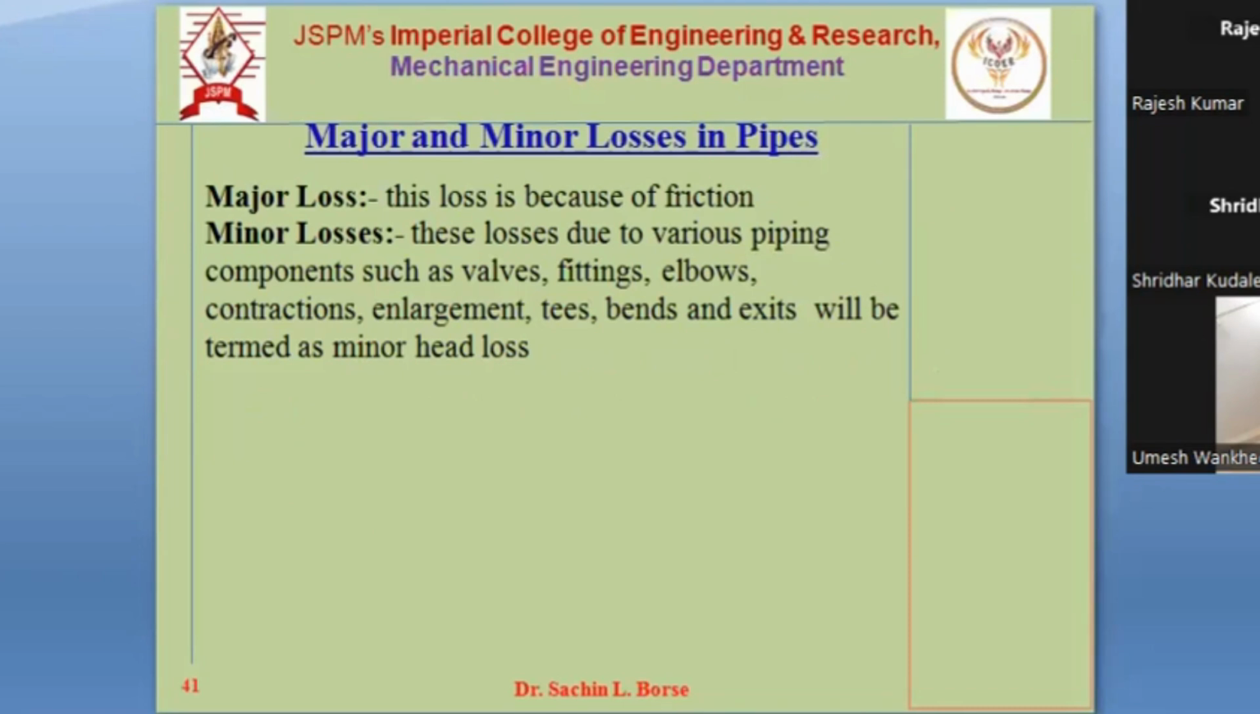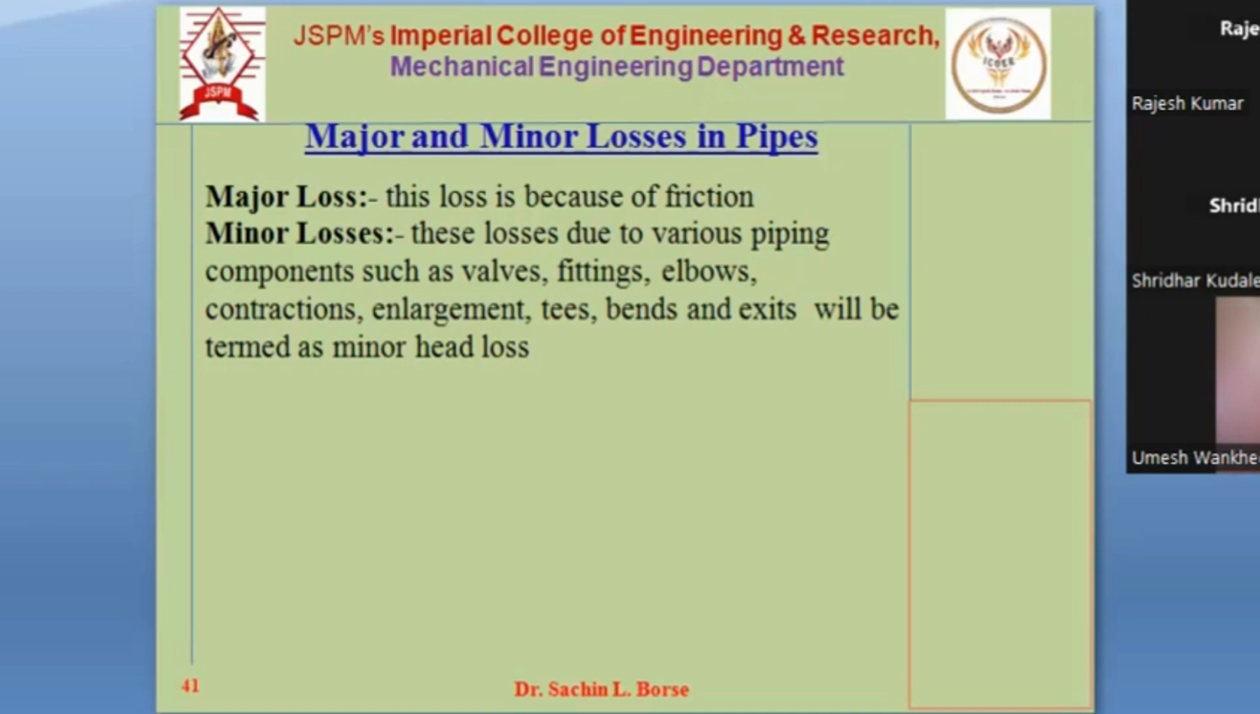Pressure loss occurs because of friction, that is called the major loss. And there are also other losses like bends, fittings, valves, then exits. All this causes losses that are called minor losses. Why is major loss called major loss? Because in mechanical piping, the length of pipe is very, very large as compared to the losses at bends. So we call it a major loss.